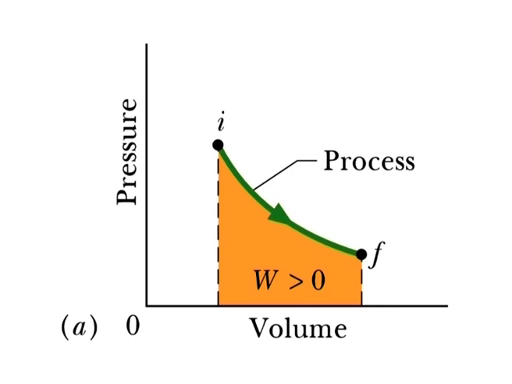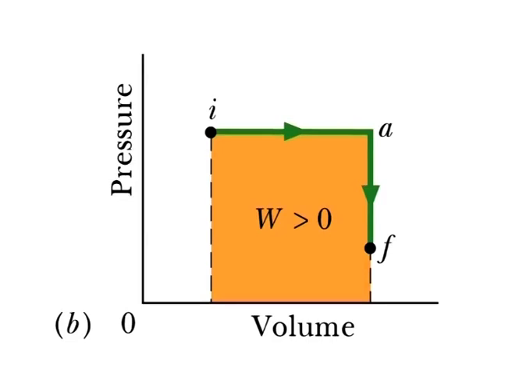Regardless of what exactly we do to take the gas along the curve, the work is positive due to the fact that the gas increases its volume by forcing the piston upward. Another way to get from state I to state F is shown in part B of the figure. Here, the change takes place in two steps. The first from state I to a state A, and then the second from state A to state F.